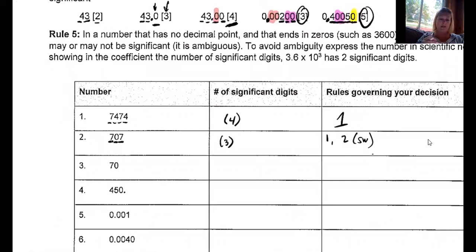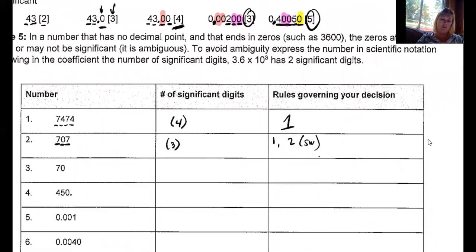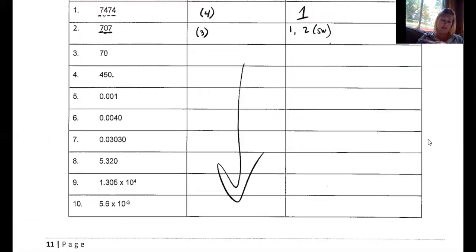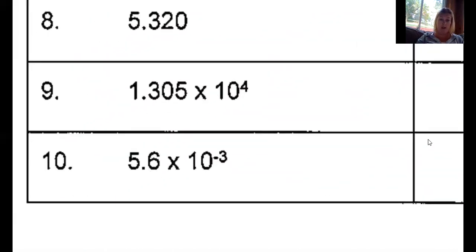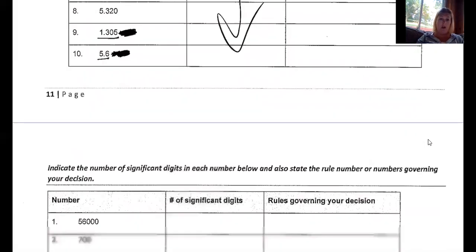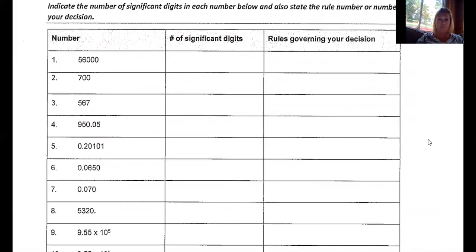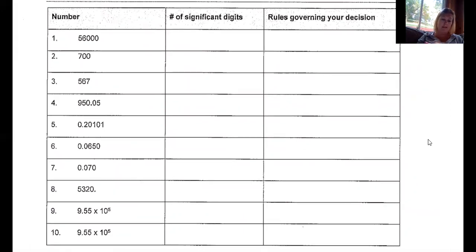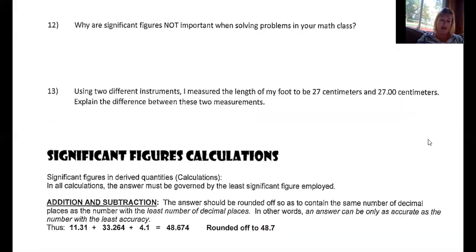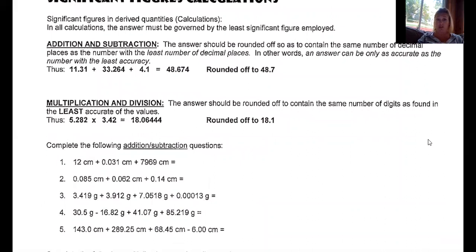Hope that makes sense of what you're supposed to do, and you have an idea of how to do significant figures. Your job now is to finish the rest of these. When you get to these bottom ones, the exponent part, you ignore that part for significant figures and you only look at that number. Again, for this one, you ignore that bottom part and you only look at that number. So that should help. Keep going on to this page, finish that, and then I will hop on next to show you how to do calculations with significant figures.